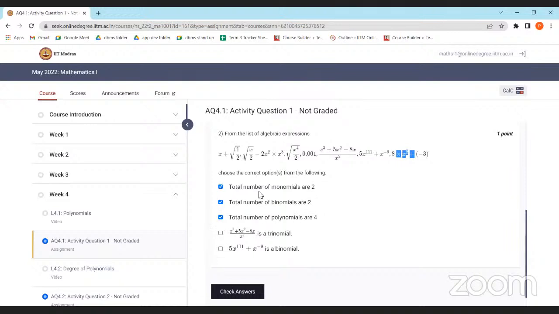Sir, 0.01 is also a monomial, sir. Yes, monomial, right? The power doesn't matter. Even if there's no variable, if there's a term, it is a monomial. You can consider it as x to the power 0 here, right?